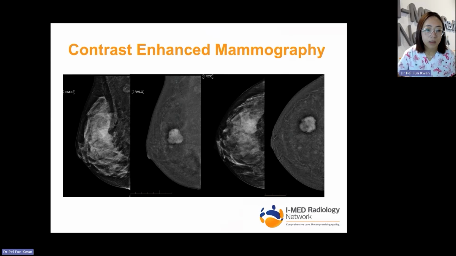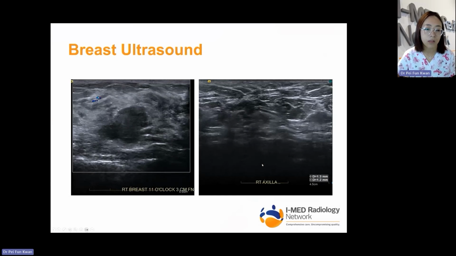So this is our patient with the mammogram and contrast mammogram, knowing that the malignant mass is in the upper outer quadrant. We could target this area to do an ultrasound, and here it is, right breast 11 o'clock, 3 centimeters from the nipple. Here's the mass with irregular margins, hypoechoic, suspicious for breast malignancy, consistent with what we see on mammogram.